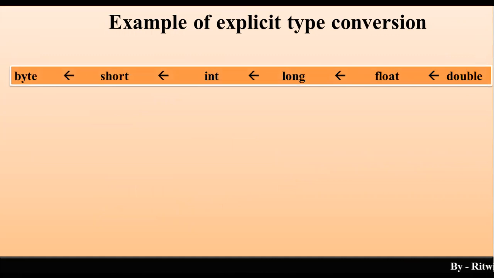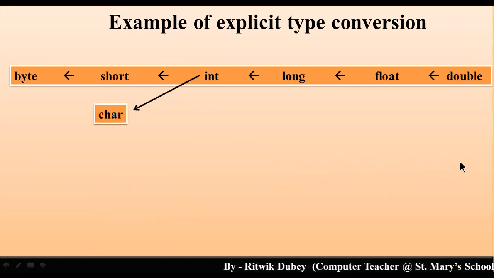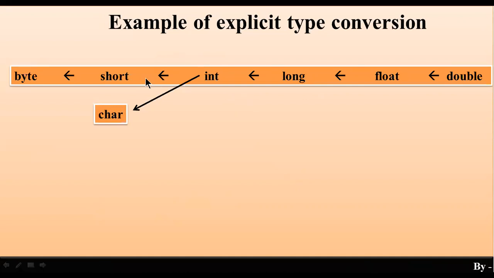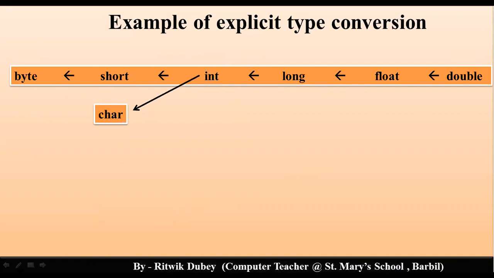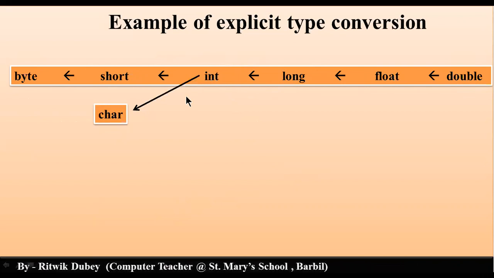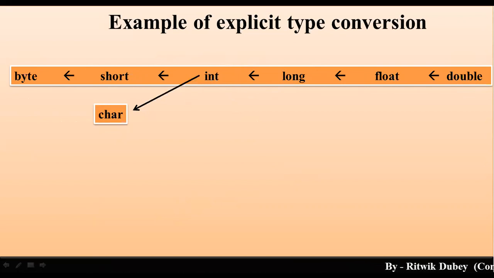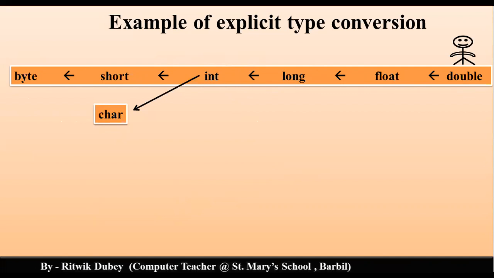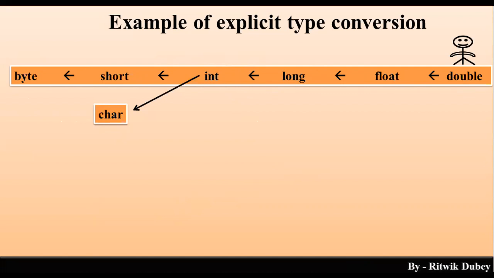Now, see the same chart, but the direction changes. Now the direction is double to float, float to long, long to int, int to short, short to byte. There is no change in the chart: byte, short, int, long, float, double, same sequence, but the direction of conversion is changed. Now assume you are standing over double. What is the meaning of standing over double? If you have a value whose data type is double, and you are converting it to int.